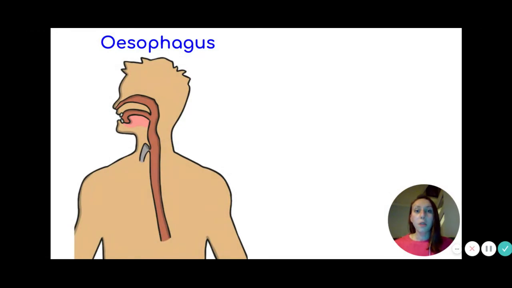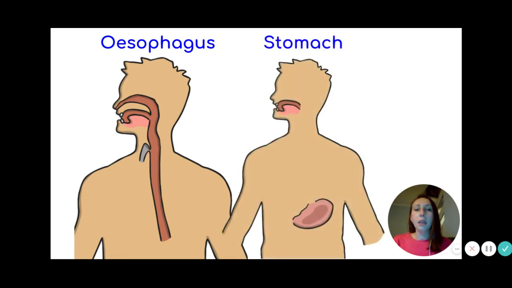After we swallow the food, it travels down our esophagus. Try and say that now. Esophagus. So food takes about 3 seconds to travel through the esophagus, the long tube, down to our stomach. And our stomachs are really stretchy bags that are full of muscles.